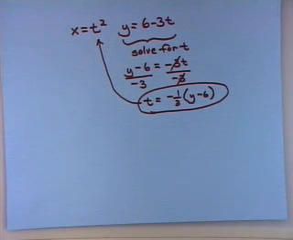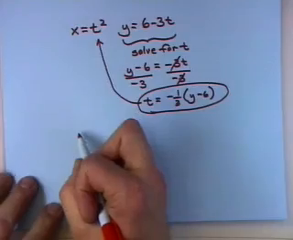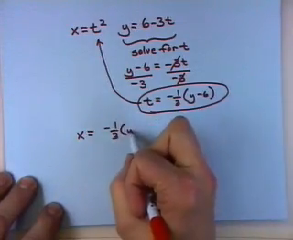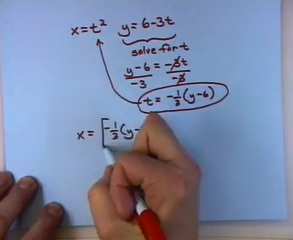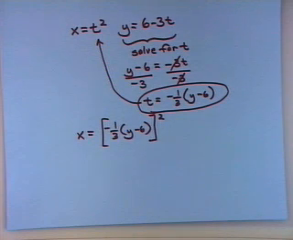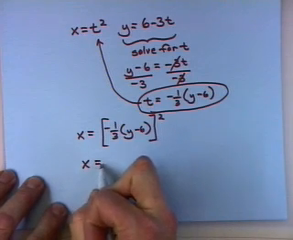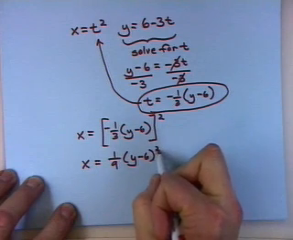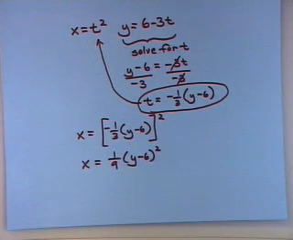Take that result and plug it back into the first equation. X is t squared. So there's our new quantity that represents t. Square it, right? So we've eliminated t. Does that look like a parabola to you?